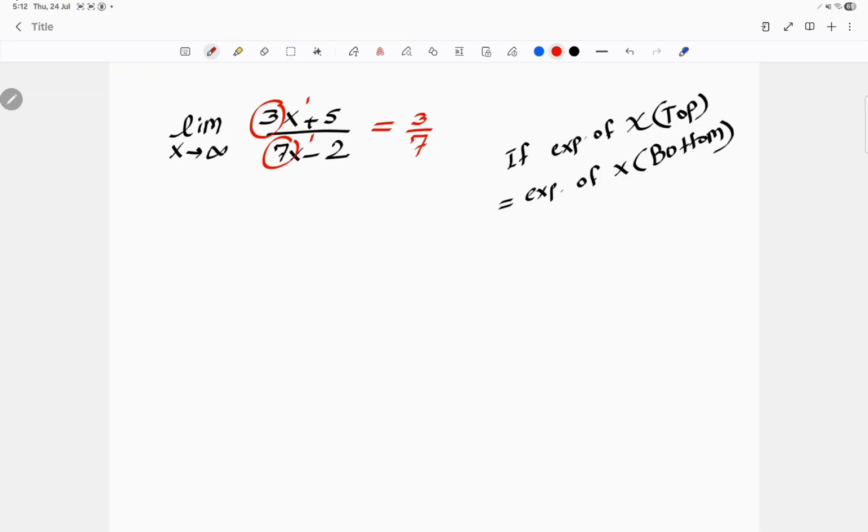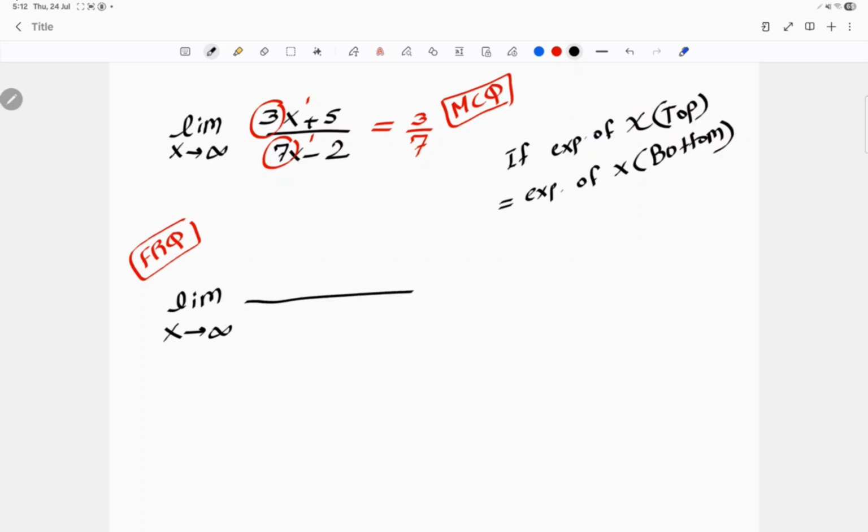Okay, very good. But this is called the MCQ answer. If you have to show your work, which is the FRQ answer, let me show you how it's done. You will divide everything on top and the bottom by the highest power of x in the bottom. So what's the highest power of x in the bottom? 1. Yes, x to the power of 1. Divide everything by x to the power of 1, which means divide everything by x.